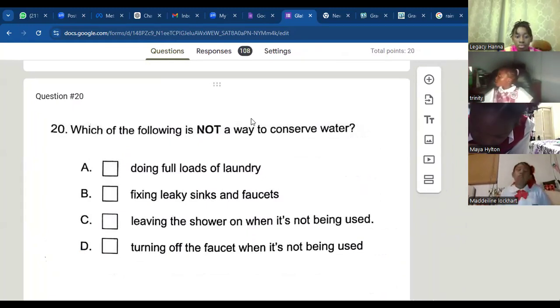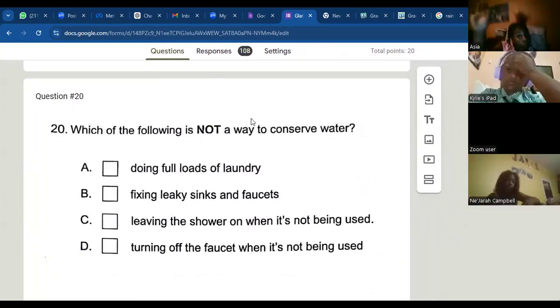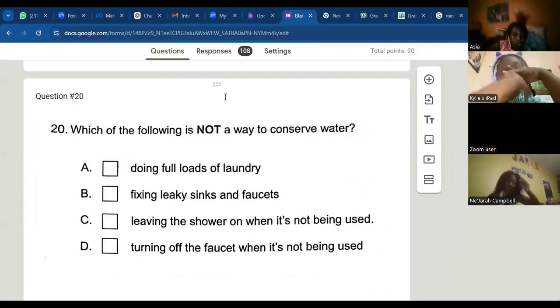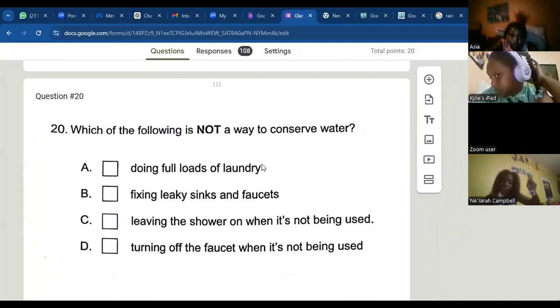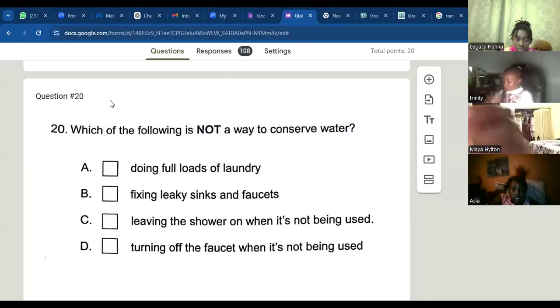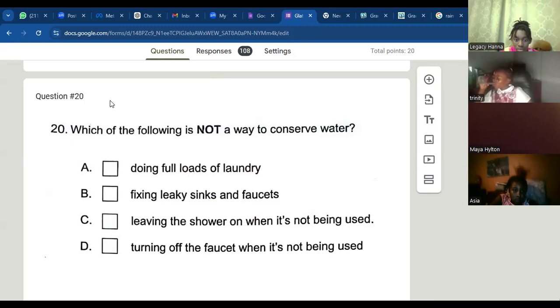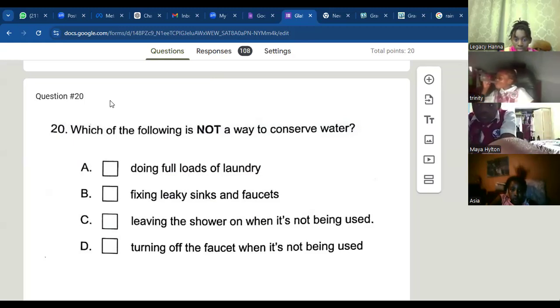Number 20. Go ahead. Asia, read number 20. Which of the following is not a way to conserve water? A. Doing full loads of laundry. B. Fixing leaky sinks and faucets. C. Leaving the shower on when it's not being used. D. Turning off the faucet when it's not being used.